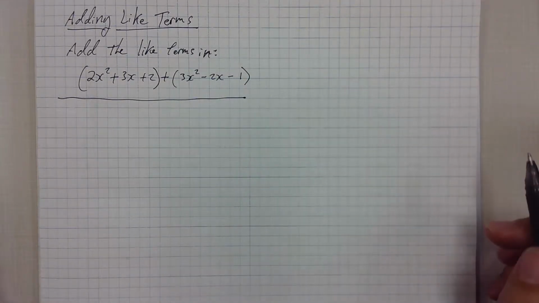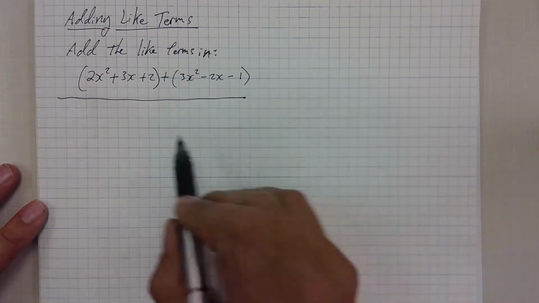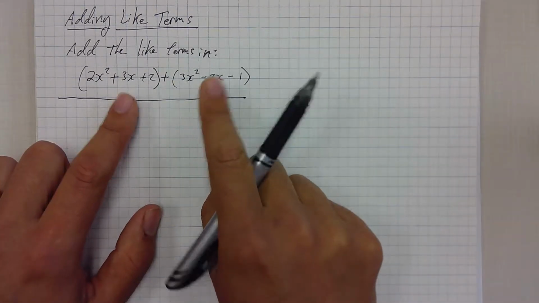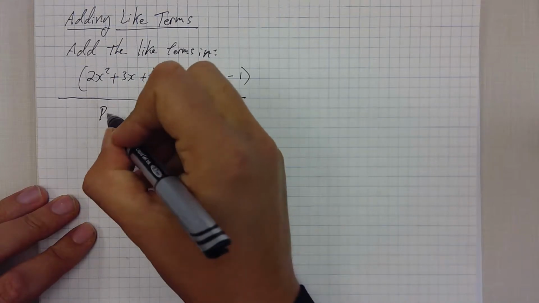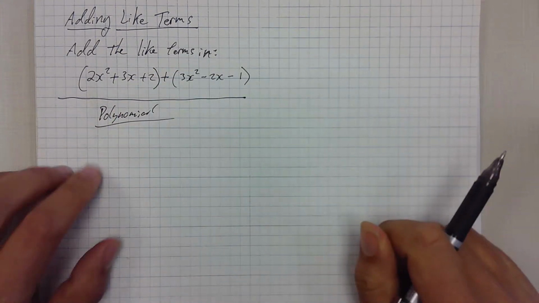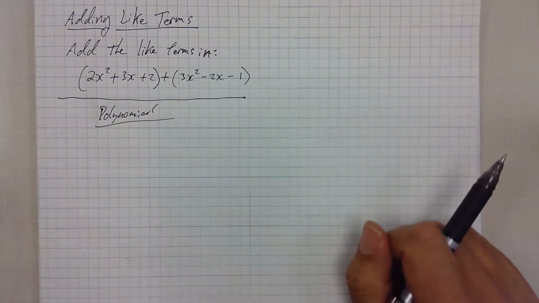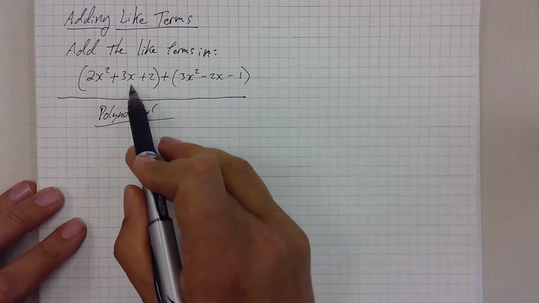In this video, we're going to be looking at how to add the like terms when adding two polynomials. So both of these expressions here are called a polynomial. Poly means many, and nomial means we've got terms in here. So we've got many terms. So for instance, this is a term, this is a term, this is a term.